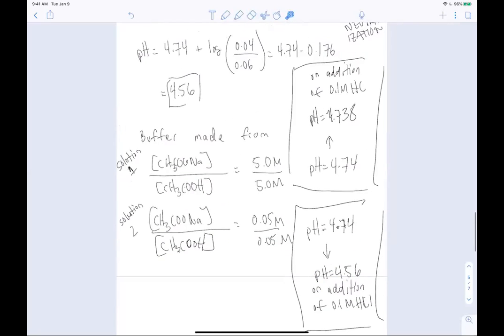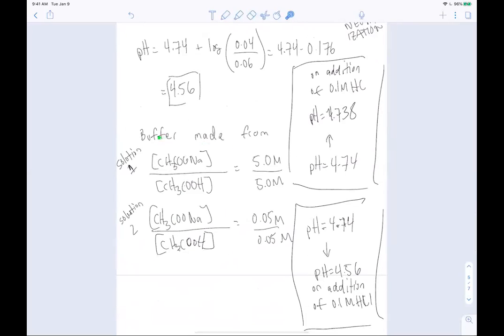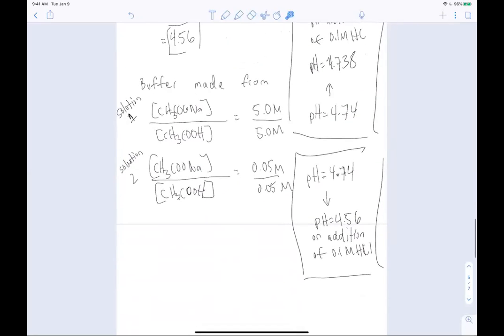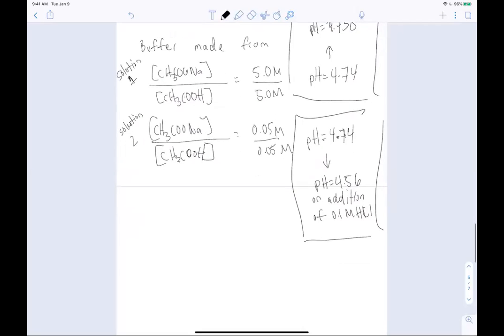One of the nice things is that working with the Henderson-Hasselbalch equation allows you to go really quickly with these calculations. This is a much easier calculation than dealing with a Rice table. But you'll hear people refer to something called the buffer capacity.